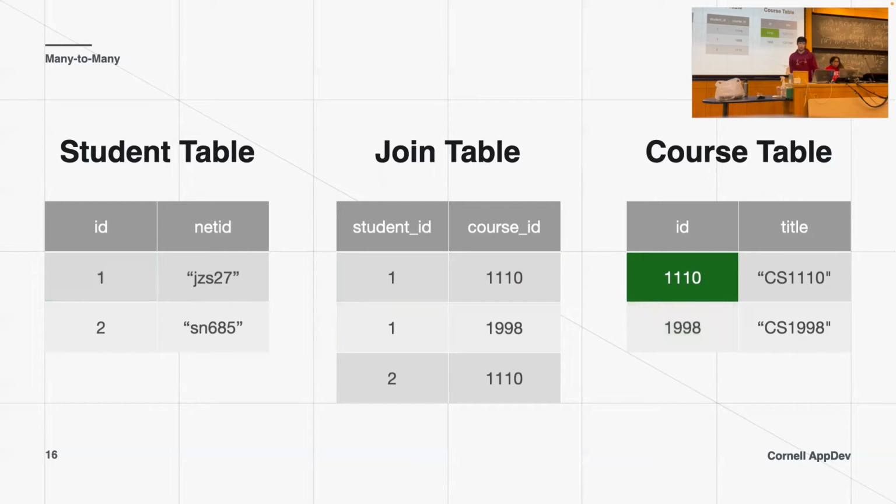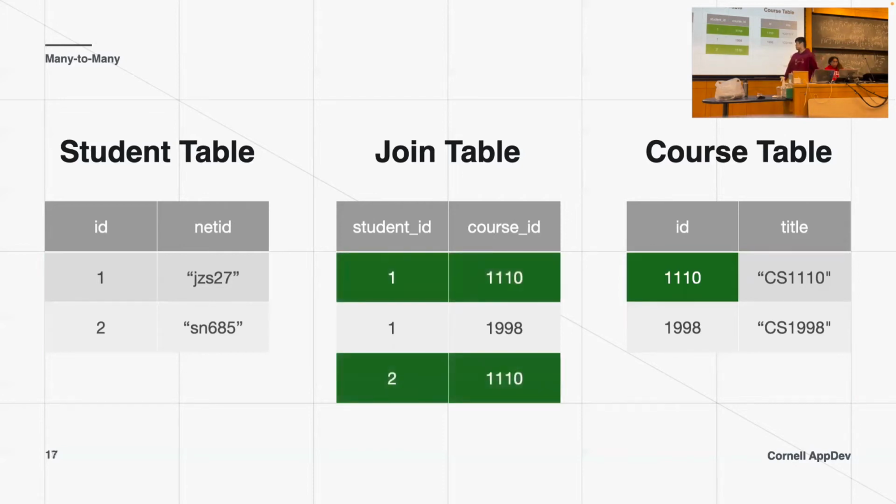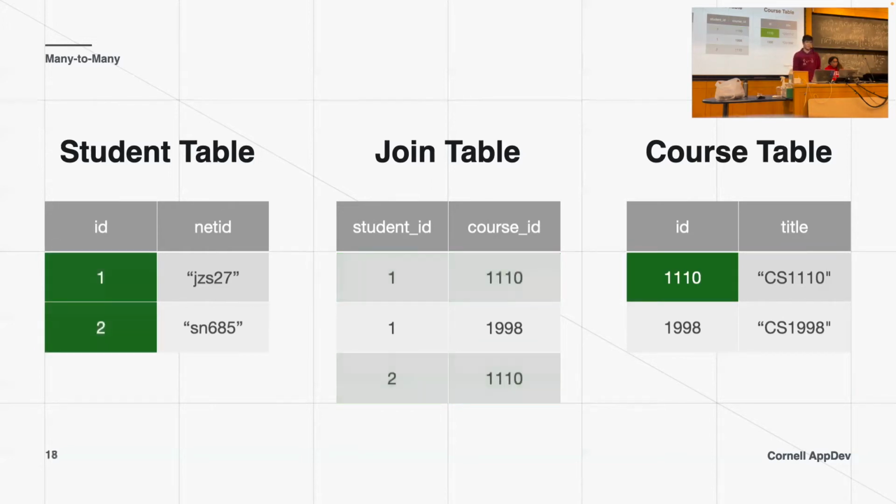So if we want to find who is enrolled in 1110, we go to the join table and see that students with IDs 1 and 2 are enrolled in 1110, and we'll go back to the student table and see that those students are me and Jessica, right? So this join table basically makes the querying much faster and also much more flexible. And we only have to update one table, which is the advantage of it, as opposed to updating multiple lists and keeping track of that.